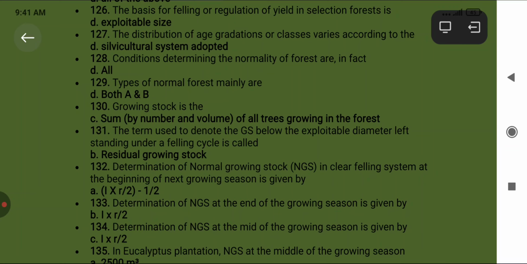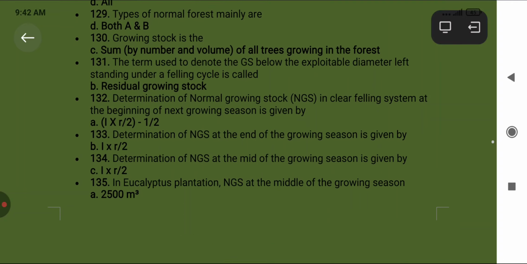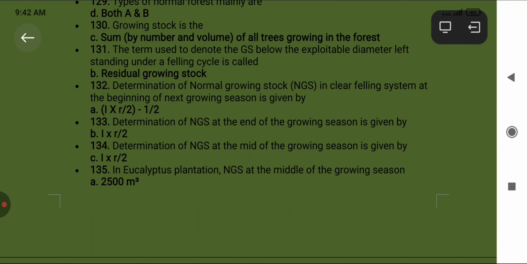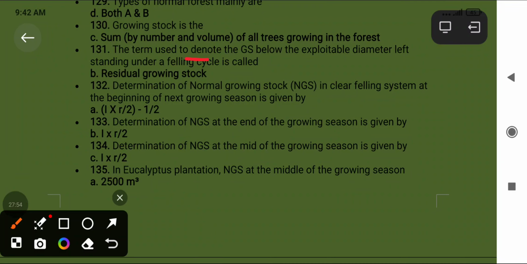Conditions determining the normality of a forest area are, in fact, all of these. Growing stock is the sum by number and volume of all trees growing in the forest. The term used to denote the growing stock below the exploitable diameter left standing under a felling cycle is called residual growing stock.